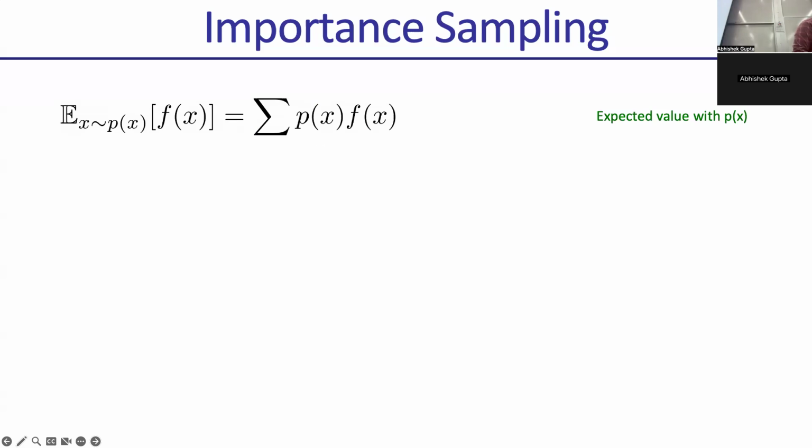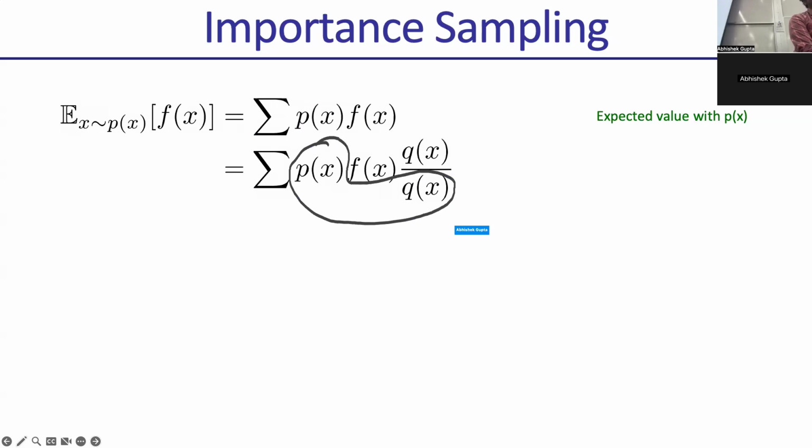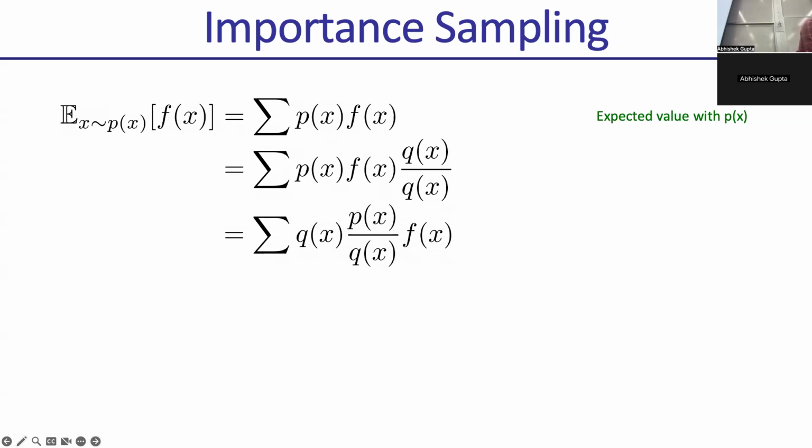So the next thing we're going to do is just multiply and divide by Q of x, right? This is just multiplying by 1. Then we're going to group some of the terms together, these two terms. When you group those two terms together, you can rewrite this as Q of x times P over Q times f. We just multiplied and divided by Q, and then rearranged the terms a little bit.